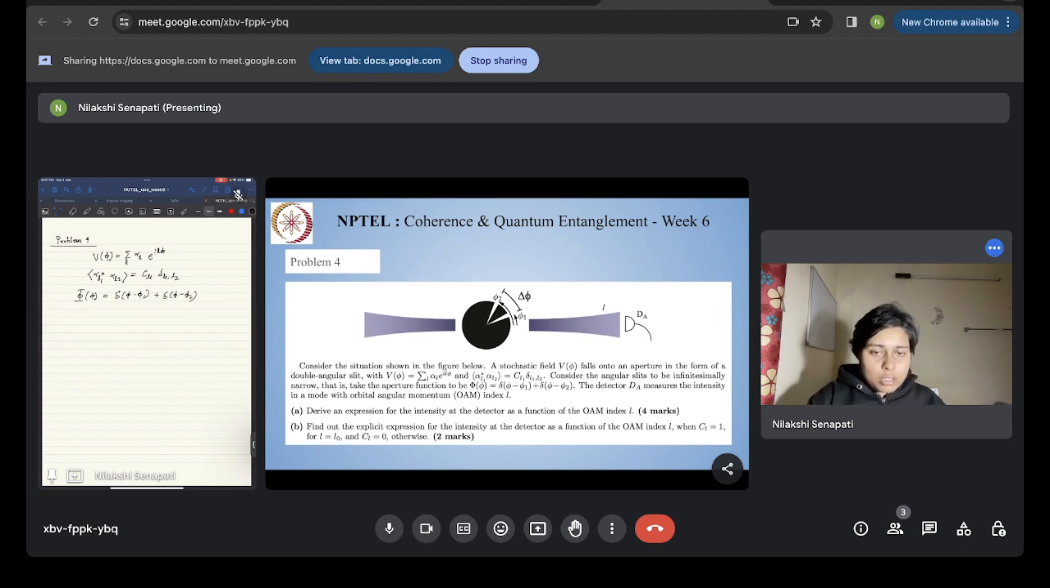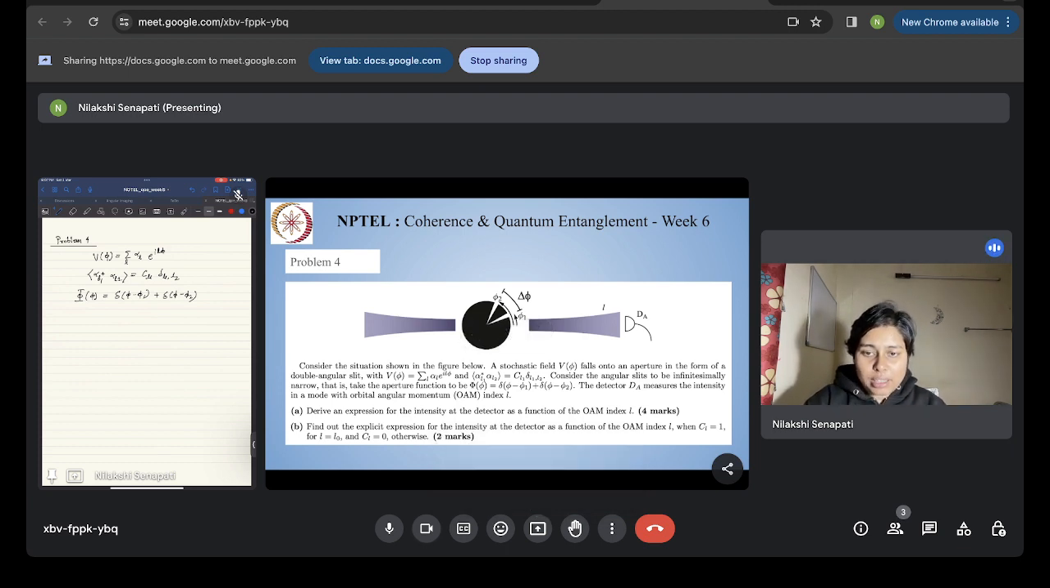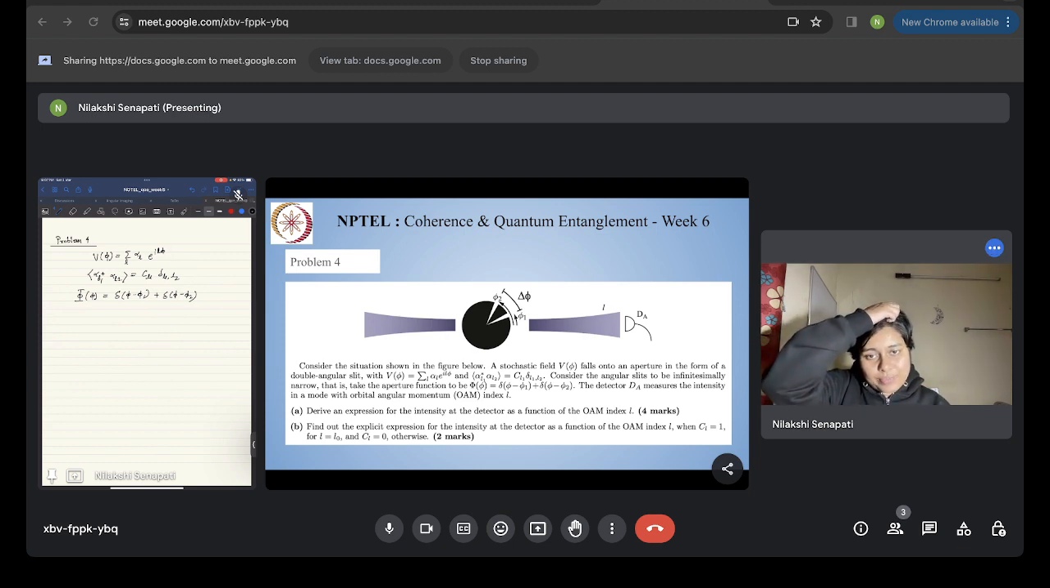Okay. Now problem A is saying derive an expression for the intensity at the detector as a function of the OAM index L. I have already shown this in a figure to you and told you to try that this will give you the intensity pattern, the petal pattern. So let us now calculate what it actually will be. So part A.